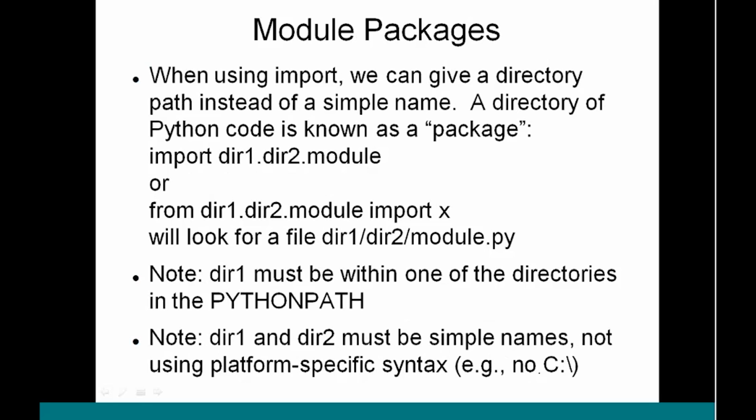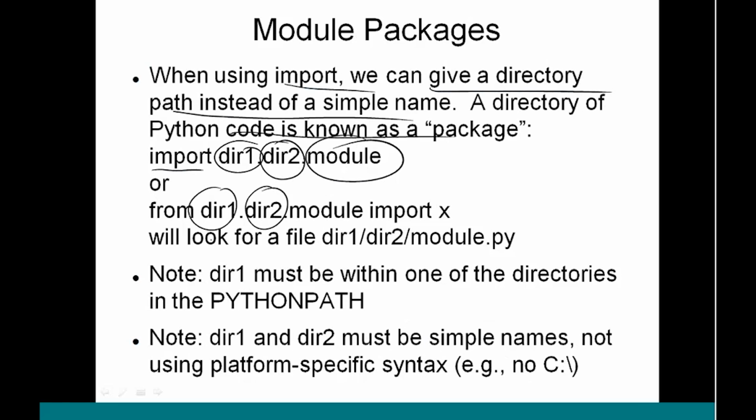So now let's talk about module packages. When using import, we can give the directory path instead of a simple name. The directory of Python code is known as a package. So for example, import directory1.directory2.module, or we can also say from directory1.directory2.module import X. Essentially that means look for the file directory1/directory2/module.py.